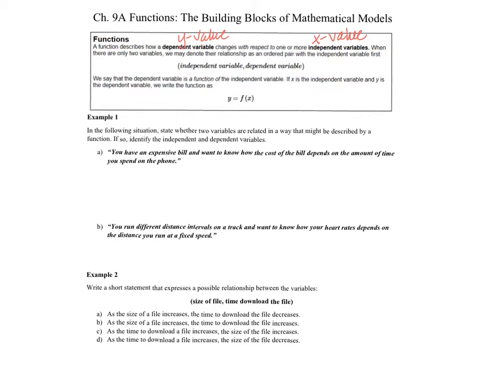Now, we can also look at this as far as what we would think of as an input and an output. So our x value, our independent value, is going to be what we input into the function, and our dependent variable or our y value would be our output, what we get out of the function. Okay, so you can think about it as kind of a machine here.